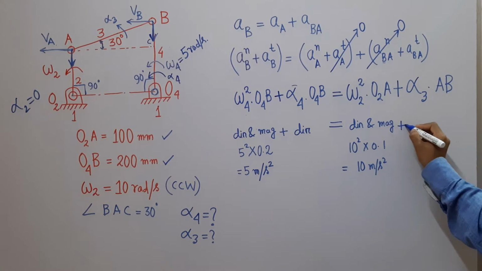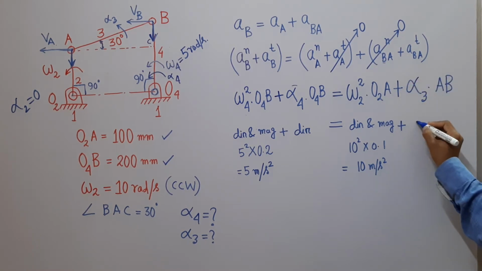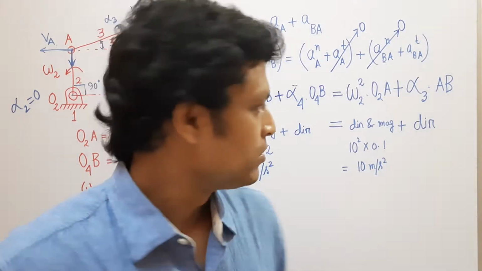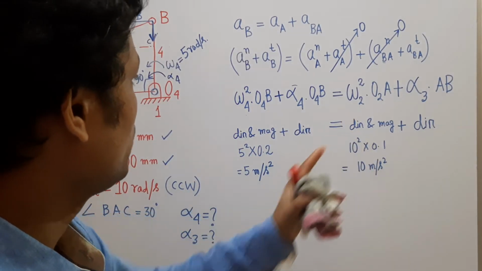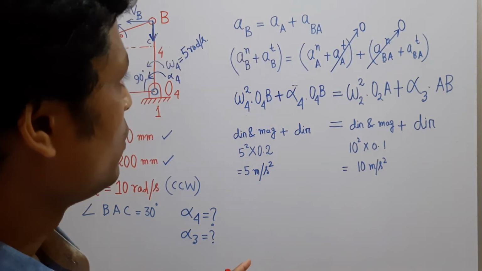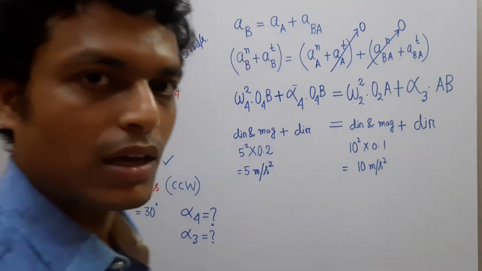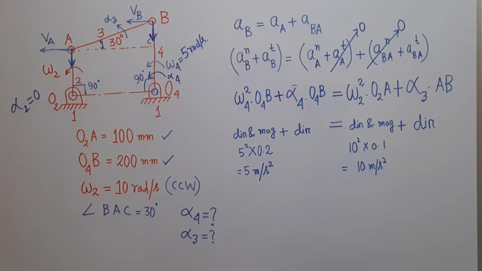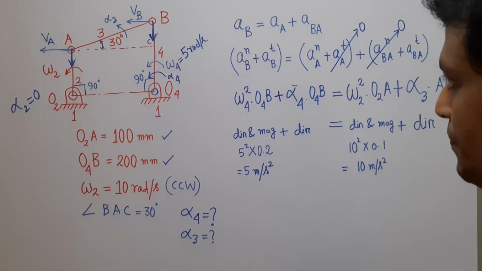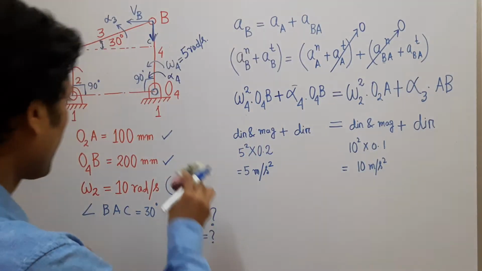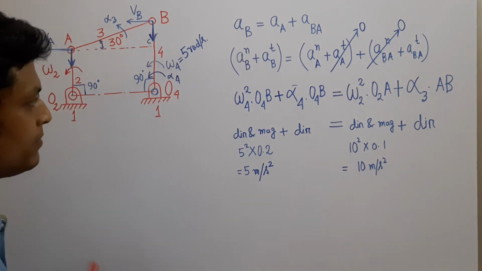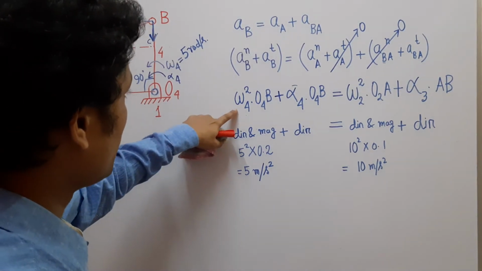And for this, the value of alpha 3 is unknown, so we only know the direction. We do not know the magnitude. So from this information, now what can we do? We can draw the acceleration diagram. So now we will draw the acceleration diagram. Let us draw here.